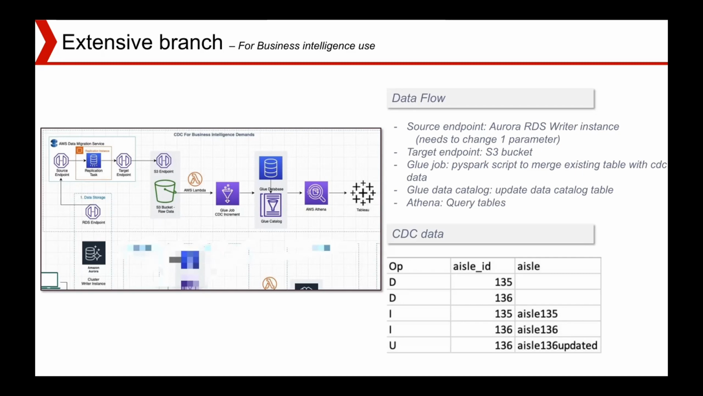Then every time a CDC file comes into the S3 bucket, the Lambda function will be triggered to run the Glue job, so that we can generate the latest table by merging the old table and the CDC file. Finally, the updated table will be stored back to the data catalog table. By doing so, we can query tables from Athena directly, or we can use Tableau to connect to Athena instead. And in future work, we may try to integrate the extensive branch into the main branch to make the whole pipeline complete. And thank you.